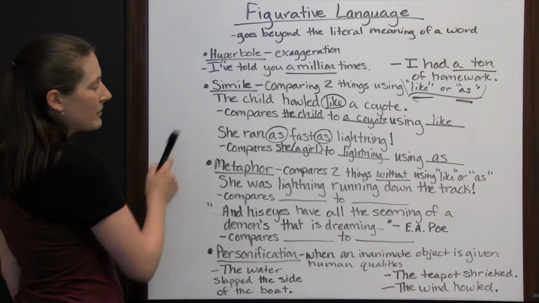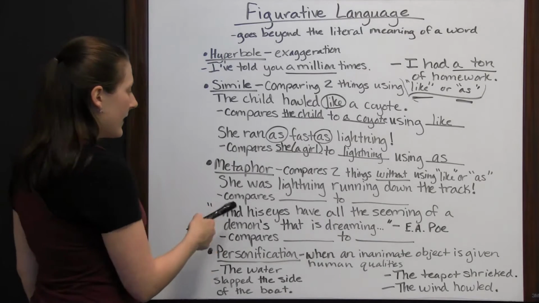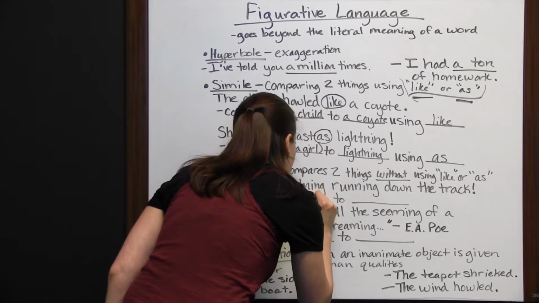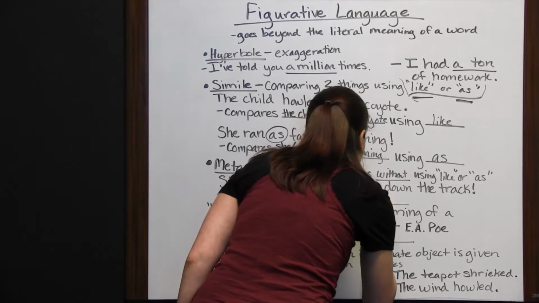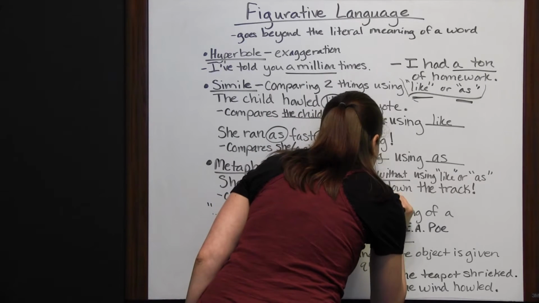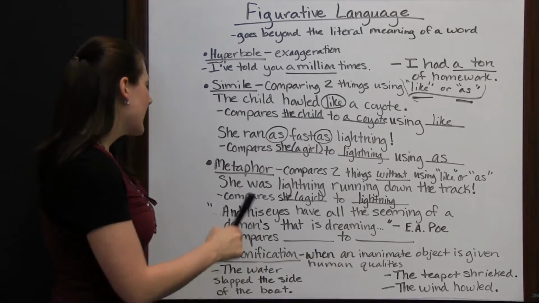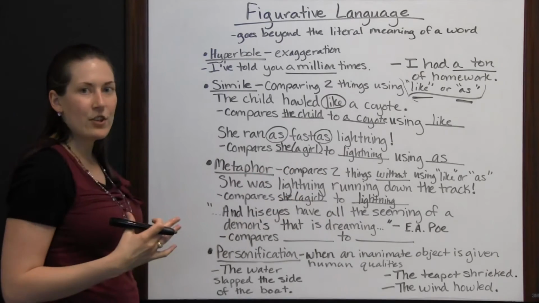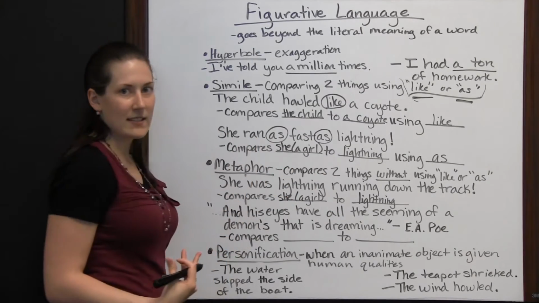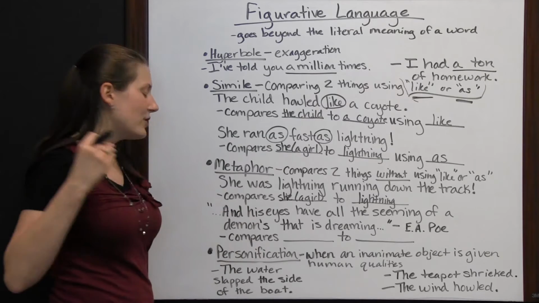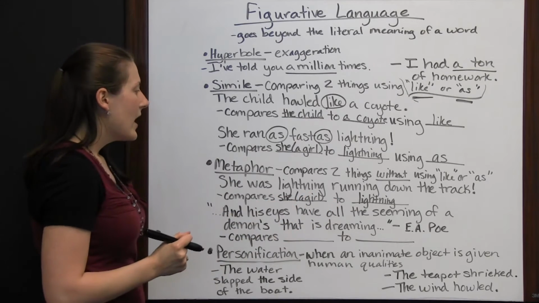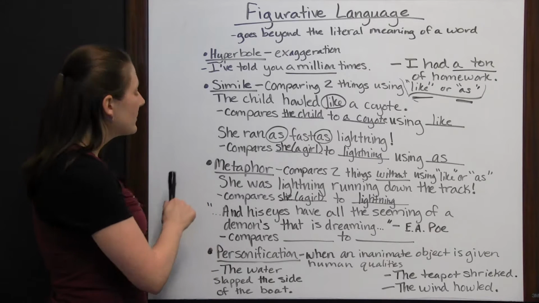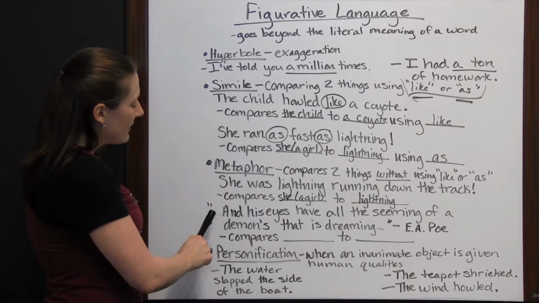So this sentence is very similar to this one. They're both comparing she, or a girl, to lightning. They're both saying this girl is really fast, but this one just says she was lightning. She was lightning running down the track. It doesn't say she ran as fast as lightning. It doesn't use like or as. It just says she was lightning. So it's a different way to use the same kind of figurative language. So that's one example of a metaphor.